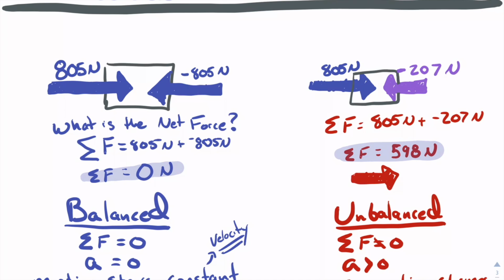Unbalanced forces, on the other hand, say that the net force is not equal to 0. The acceleration is greater than 0, and therefore the object is going to change its motion. So anytime you have acceleration, you know that one of the forces is going to be bigger than the other.